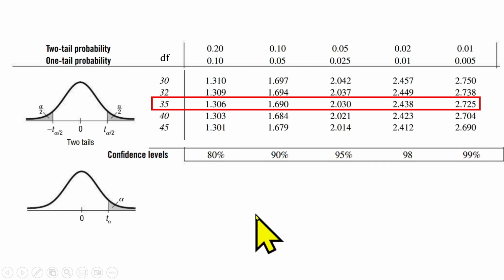So we got that. Now we want a critical value that puts 5% into that lower tail. That critical value is going to be in this column, the one-tail probability of 5%. And so our critical value, 1.690, puts 5% in the upper tail. And so minus 1.690 puts 5% in the lower tail. So that's our critical value for our test.